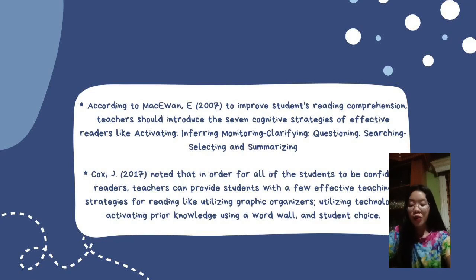So the next one is searching, selecting. Searching a variety of sources in order to select appropriate information to answer questions, define words and terms, clarify misunderstandings, solve problems, or gather information. The next one is summarizing, restating the meaning of text in one's own words, different words from those used in the original text. The last one is visualizing or organizing, constructing a mental image or graphic organizer for the purpose of extracting and constructing meaning from the text.